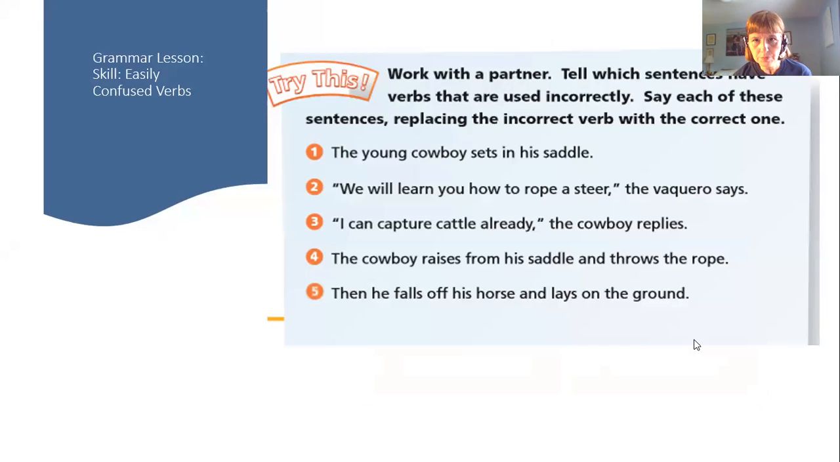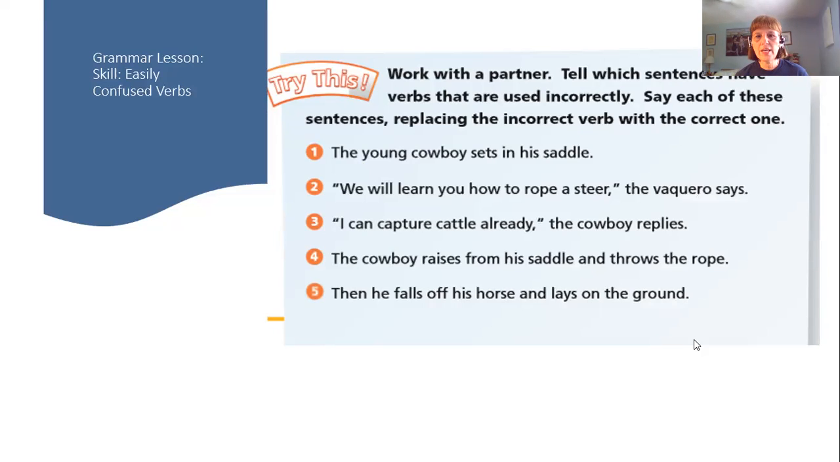Let's try this. The young cowboy sits in his saddle. Is this correct? No, it's not correct. Sits should be changed to sit, S-I-T. Let's look at number 2. We will learn you how to rope a steer. That sounds funny. We will teach you how to rope a steer. I can capture cattle already, the cowboy replies. I can, I may. It sounds okay. Number 3 is correct.